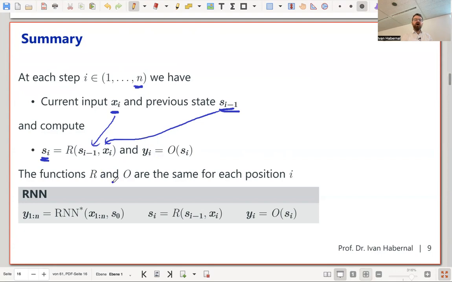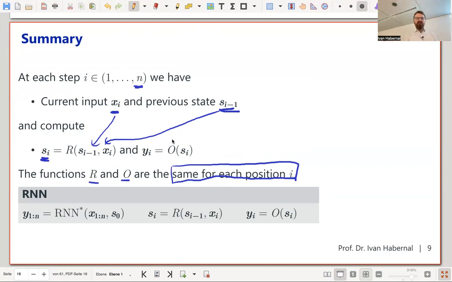And the functions R and O, so these things computing the state and the output, are the same for each position i. So we're going to use the same functions, because it doesn't make any sense to have a different function for a word at position one, for a word at position two, and so on. You want to generalize. You want to make it as generic as possible. So there's a function computing the state, there's a function computing the output, and then you just let it run. And no matter how long the input is, these functions should behave the same.